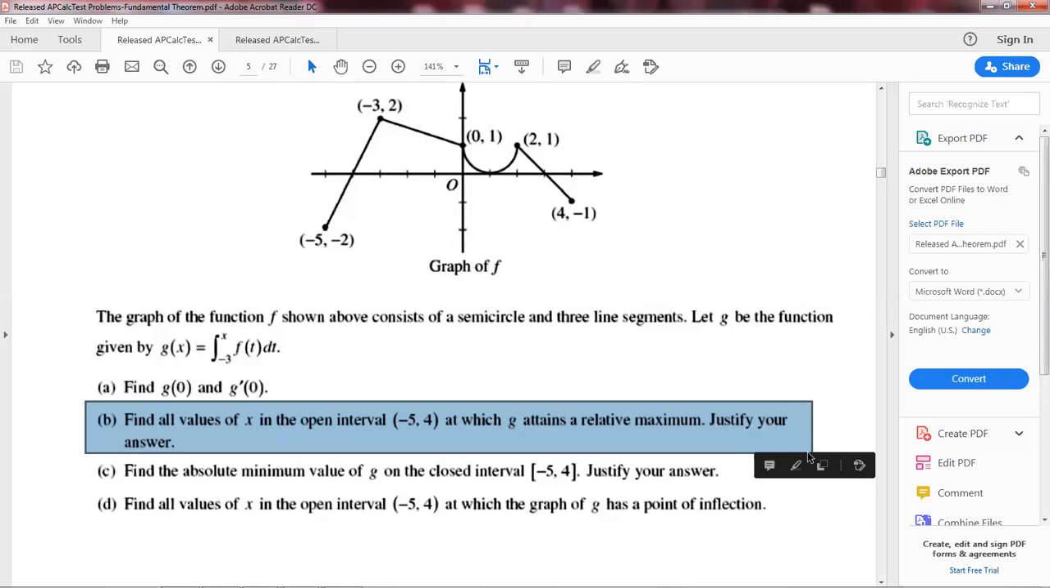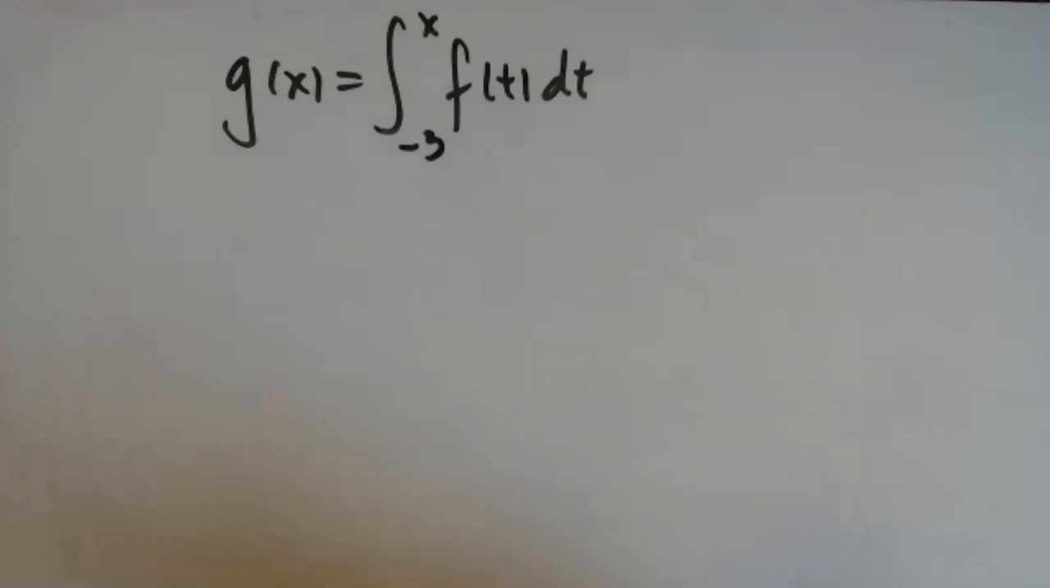Okay, next question. Find all values of x in the open interval -5 to 4 at which g attains a relative maximum. Justify your answer. Now, again, it is not necessary to get this function. We don't have to get the derivative. Again, g of x equals the integral from -3 to x, f(t) dt. That's my integral.